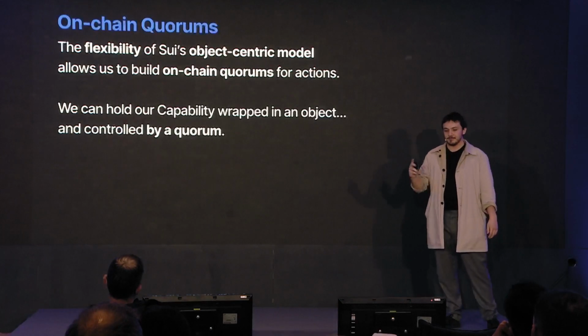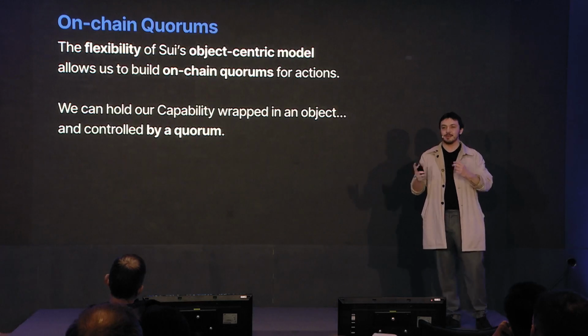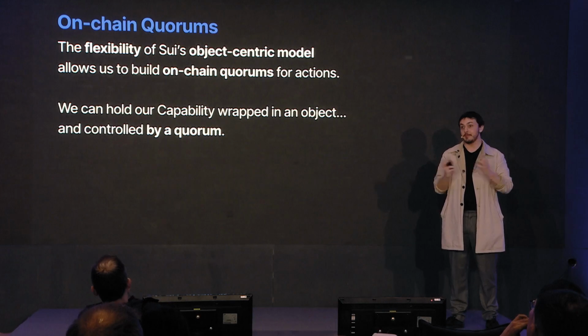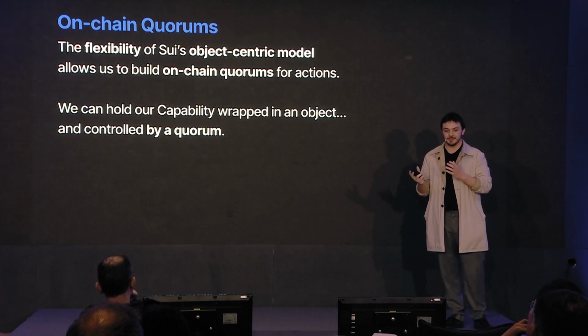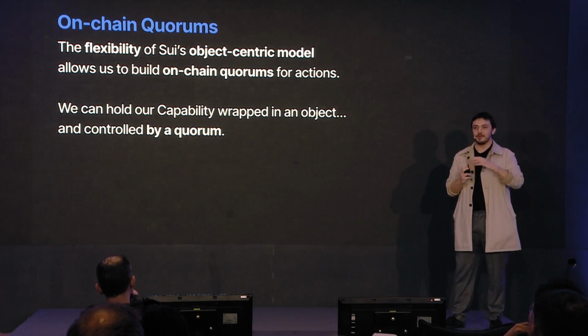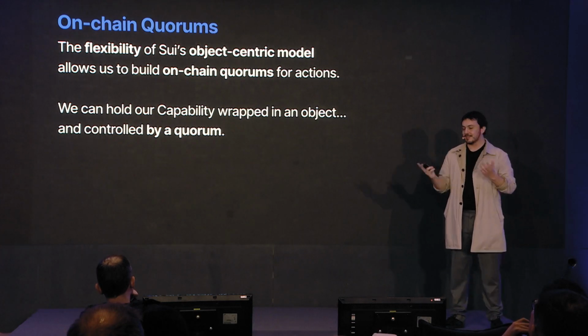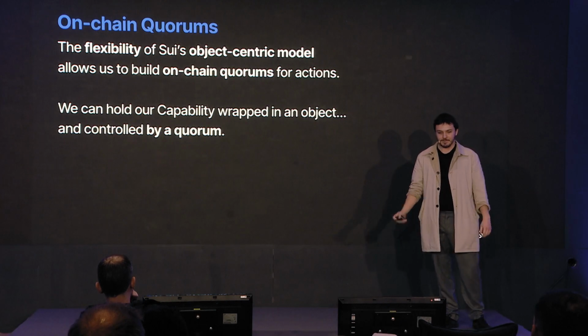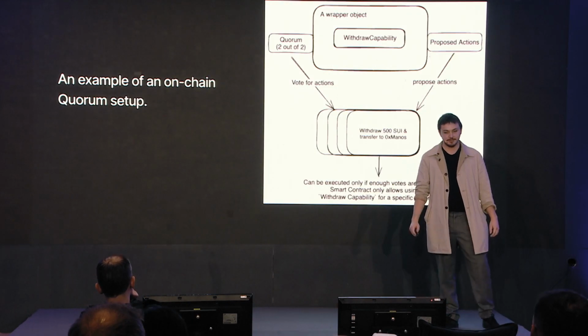And that's because of the ownership model. So if an object can be wrapped by another object, can be owned by another object, that means that we can build our access control on the parent object as well. And in that way, we can create on-chain quorums for these situations. Let's actually see an example to understand this a little bit better.